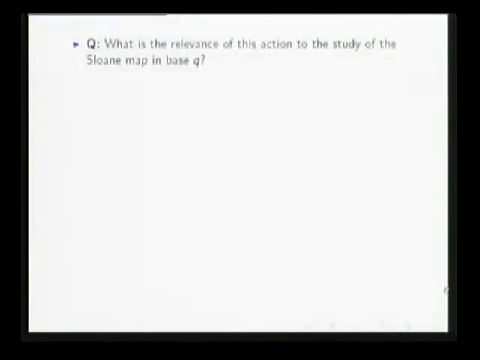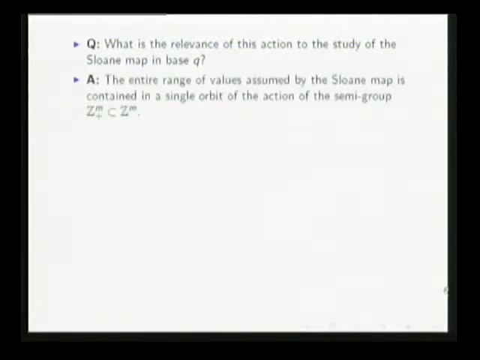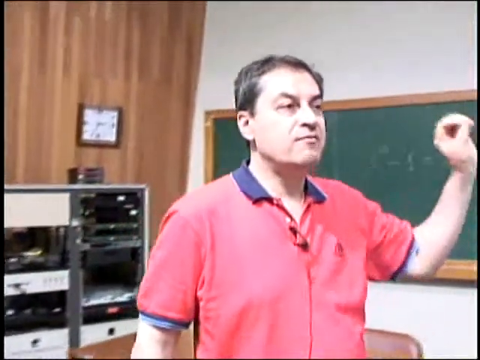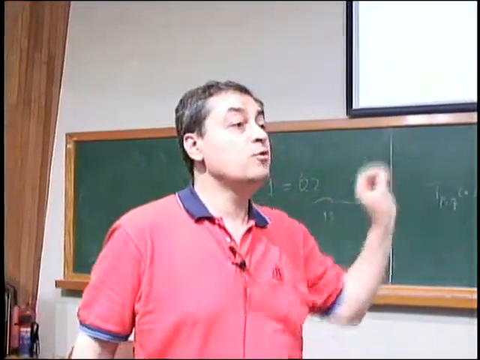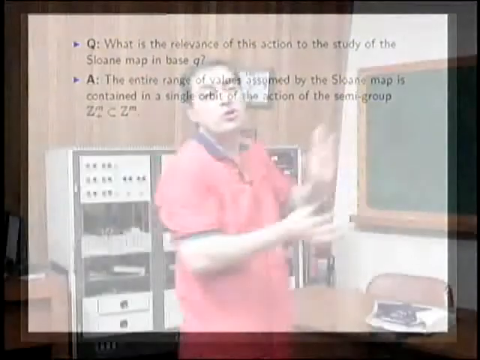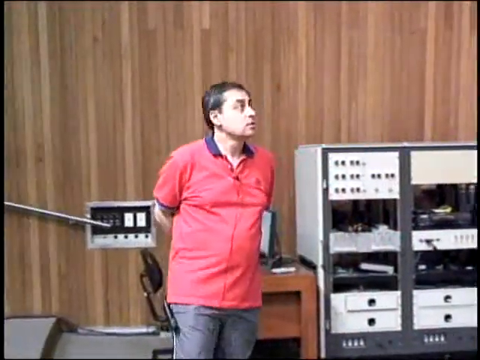But first of all, what is the relevance of this action for the Sloane map? The reason why this is relevant is that the entire range of values that the Sloane map assumes in base q, except for 0, if you exclude the numbers that have 0 right away when you apply the Sloane map the first time, the non-zero values are precisely given by the points that appear in a single orbit of a point in the circle by this action, by this lattice. In fact, just by the positive lattice. You just iterate the semi-group. You're not interested in the whole group, just the semi-group.